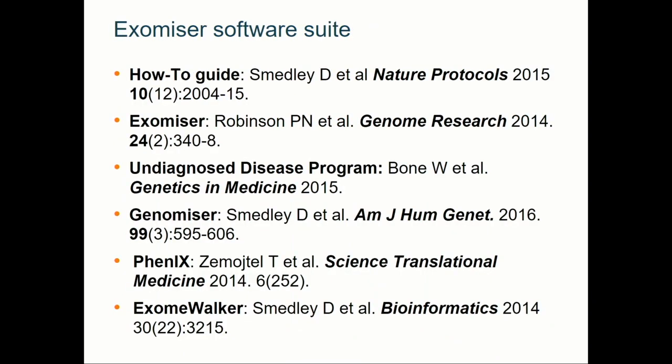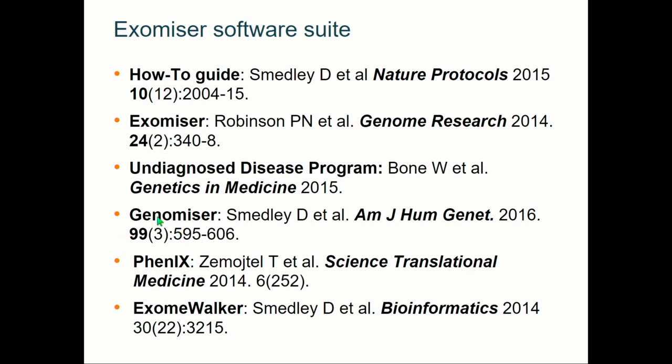And then I think the slides will be shared anyway on the conference website. This is just a reference list for some of the Exomiser publications, but the key one is how to use it, which was published in Nature Protocols. The other ones are the various iterations of the Exomiser software suite. The first publication was in Genome Research, and the latest algorithm was in Genetics in Medicine.